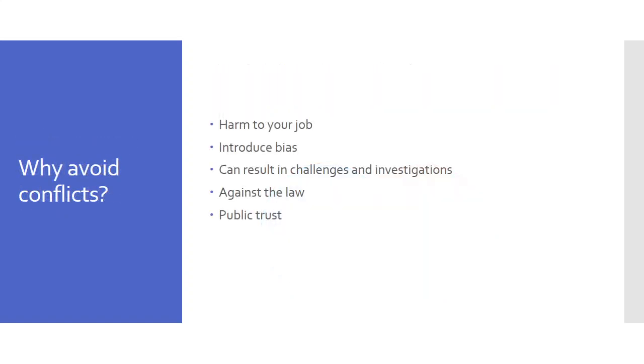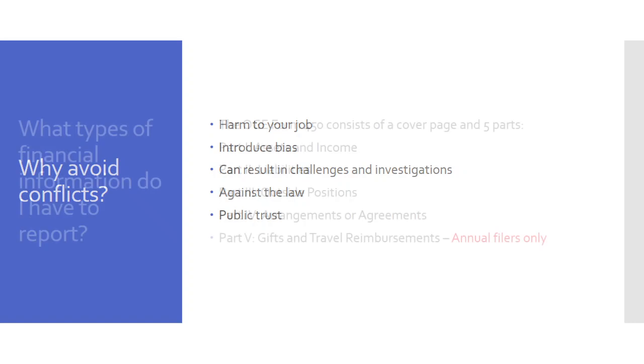Why avoid conflicts? Working on a government matter when you have a conflict of interest or the appearance of a conflict can have many negative consequences. It can cause harm to your job, introduce bias, result in challenges and investigations, and the loss of public trust. It could affect your agency's programs and subject you to disciplinary or, in some cases, criminal and non-criminal penalties. By submitting the OGE Form 450, your agency can help you avoid conflicts.